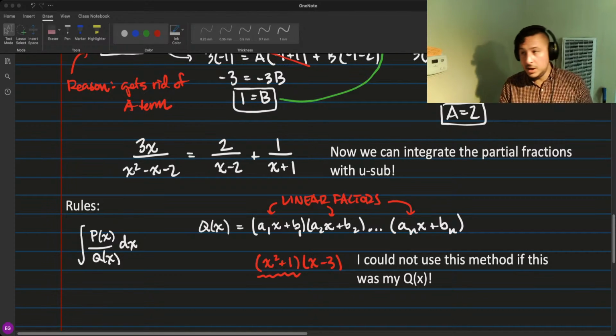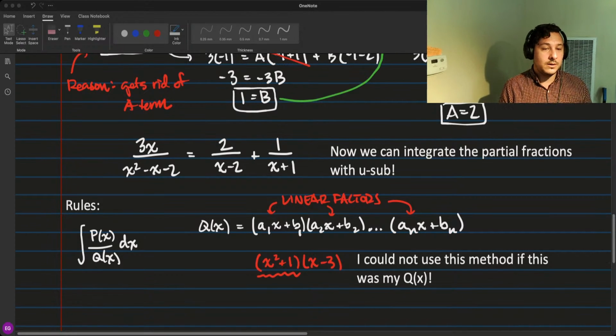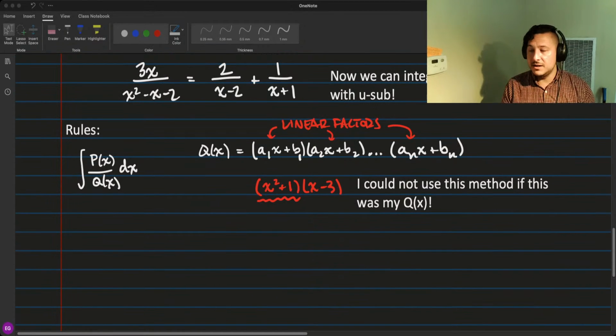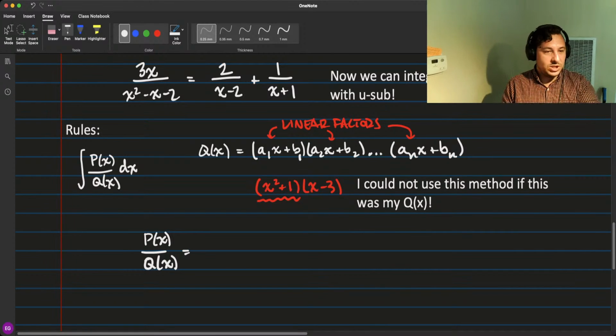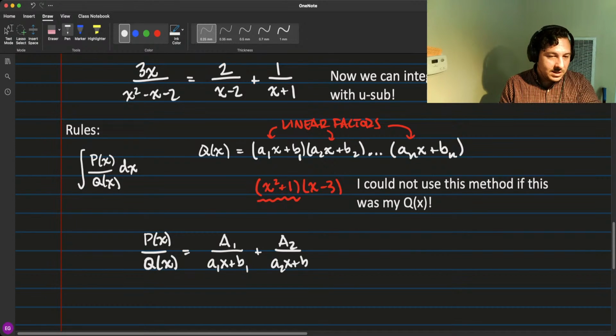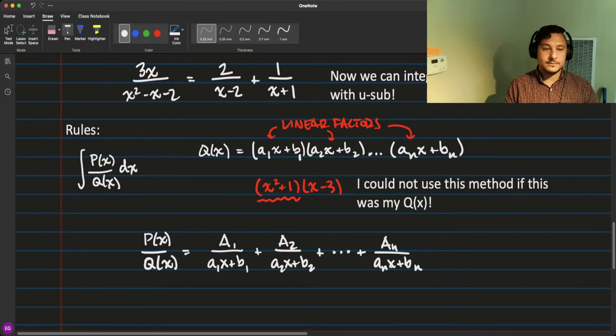Okay. So, interesting thing. If your denominator can be factored this way, then it is possible for your p of x over q of x to have a partial fraction decomposition, and what you'll set up is A1, which is a constant, over a1x plus b1, plus A2, which will be a constant, over a2x plus b2, plus all the way up to your last one, which will be An over anx plus bn. These Ai are constants.